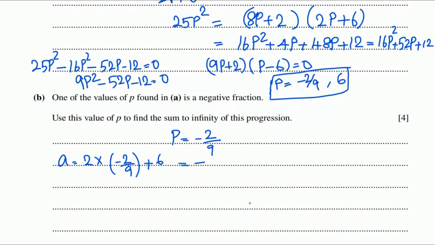So this is negative 4 over 9 plus 6, which is equal to, take the LCM, we get negative 4 plus 54 divided by 9. So which is 50 over 9. Okay. So what is the R value?